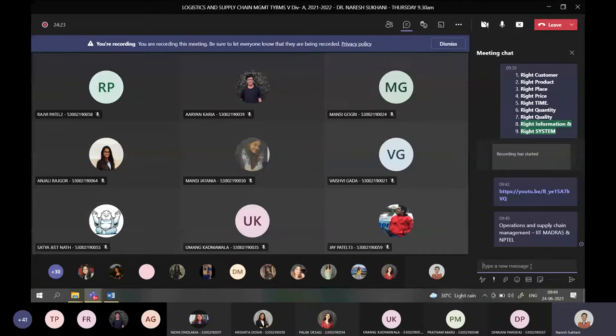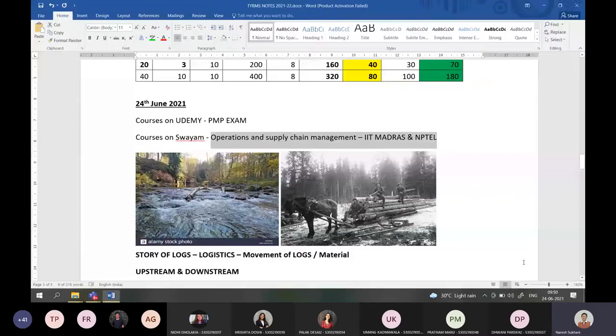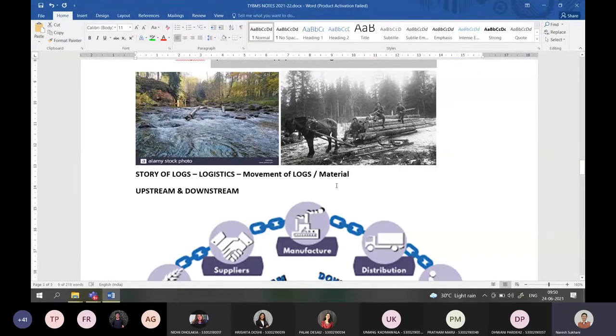Now we also need to understand why the term logistics is being used. The subject is logistics and supply chain management. You have understood the supply chain, but what is logistics? Logistics in reality is the study of movement of material. But how does it come in?